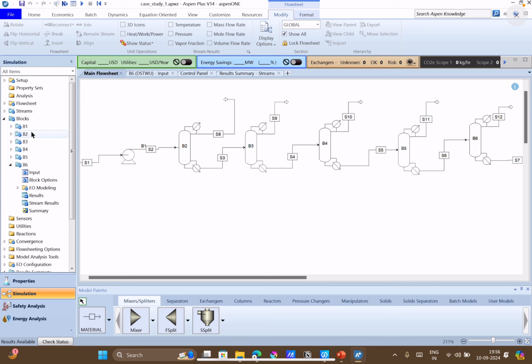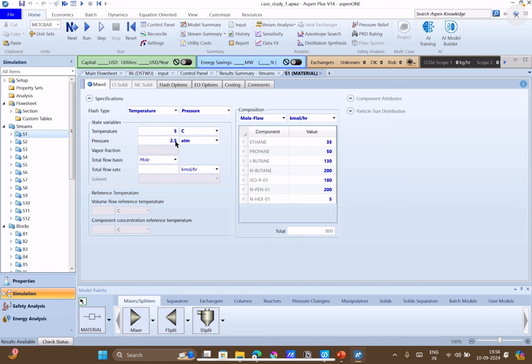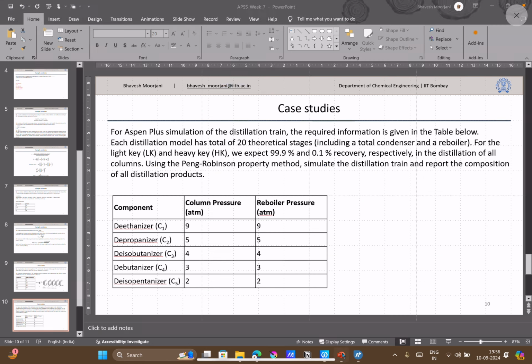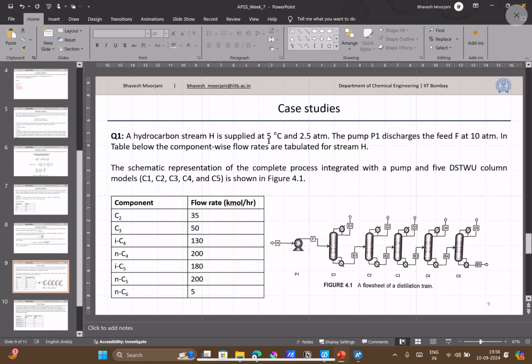Let's see the individual inputs. First we need the stream input. For that we only need the feed condition S1. The S1 feed is coming at 5 degrees centigrade and 2.5 atmospheres, and the mole flow of each component is given in this table. So that has been added here.